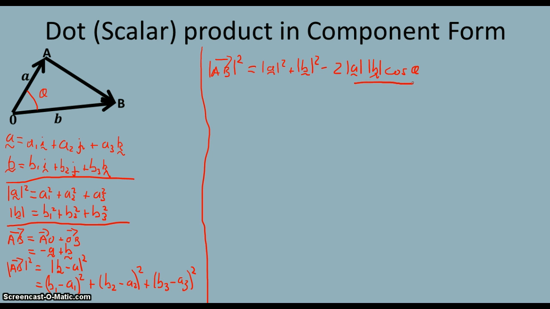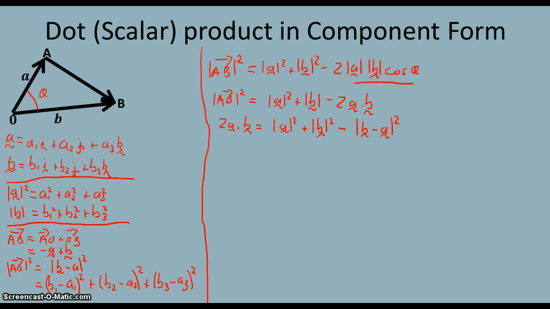Notice that the magnitude of A times the magnitude of B times cos theta is the dot product, so we can write the magnitude of AB all squared equals the magnitude of A squared plus the magnitude of B squared minus 2 times the dot product of A and B. We'll now rearrange this equation to make 2A dot B the subject, so 2A dot B is equal to the magnitude of vector A squared plus the magnitude of the vector B squared minus the magnitude of vector AB all squared, the magnitude of B minus A squared.